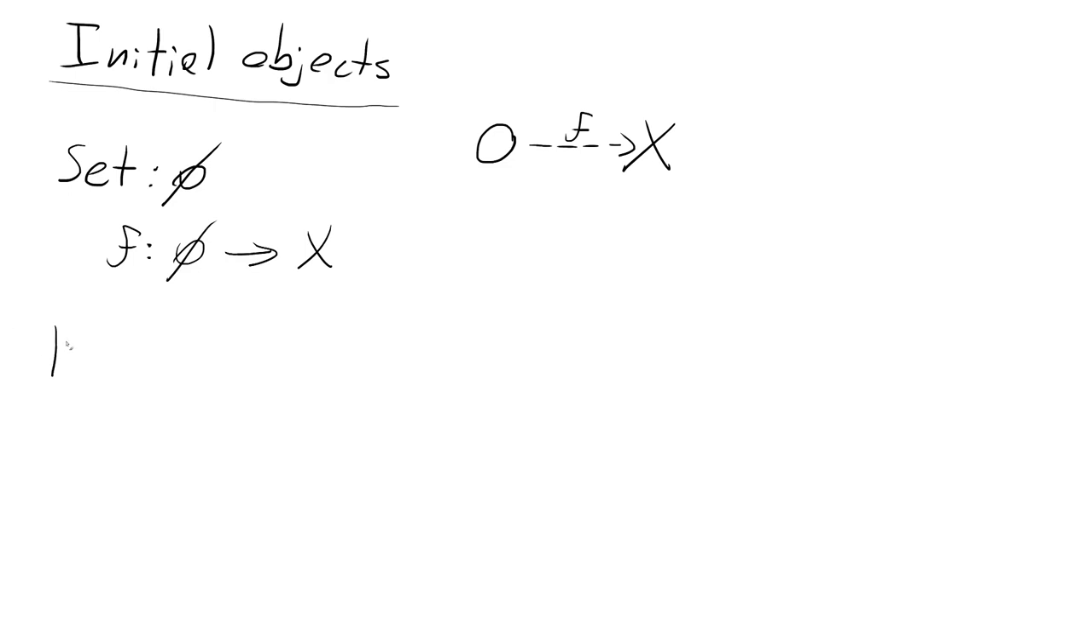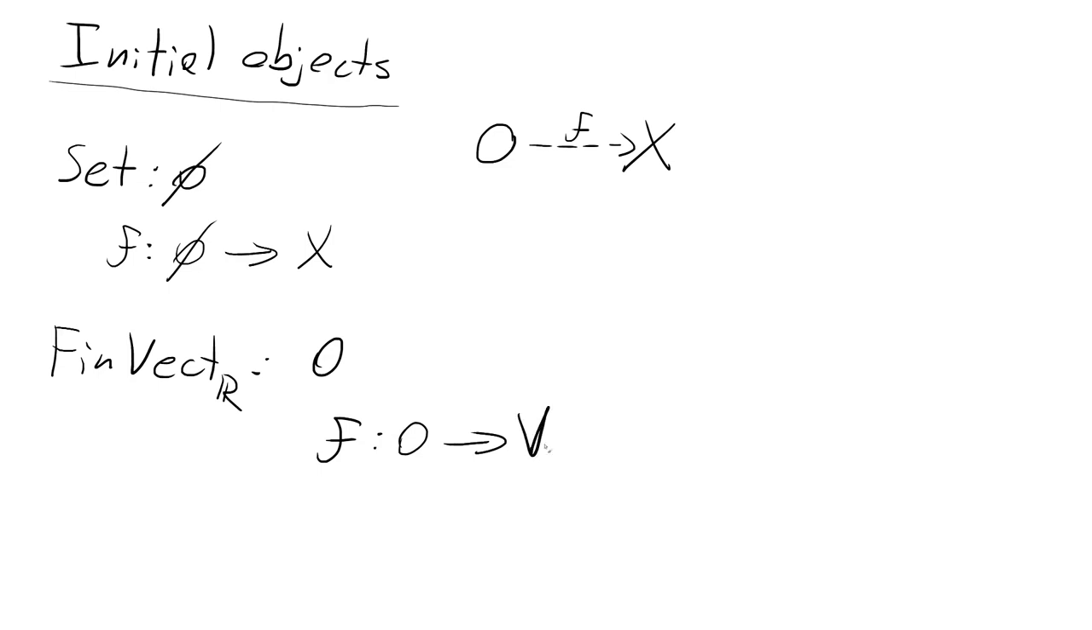In finite dimensional vector spaces over the reals, the initial object is the null space with just one element, and the linear map from the null space to some vector space V would be defined by just mapping the zero vector to the zero vector in V.